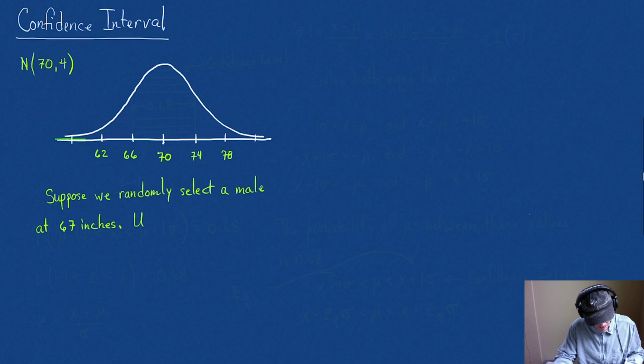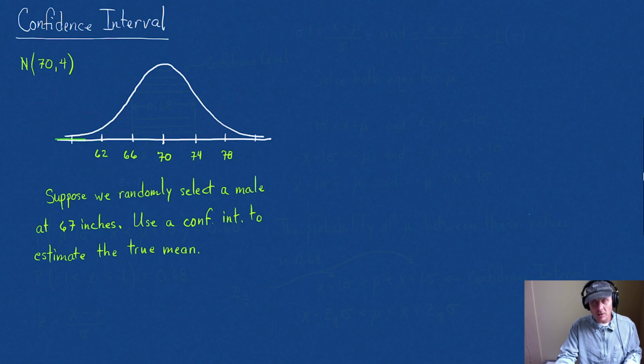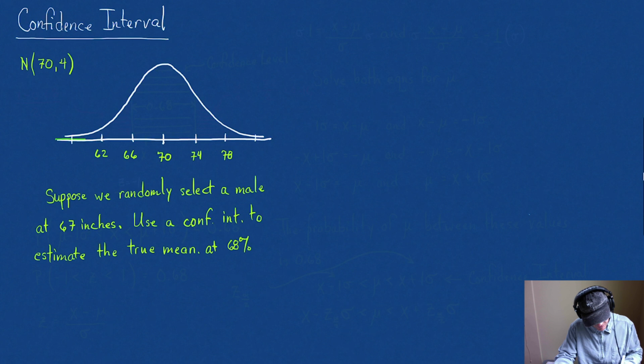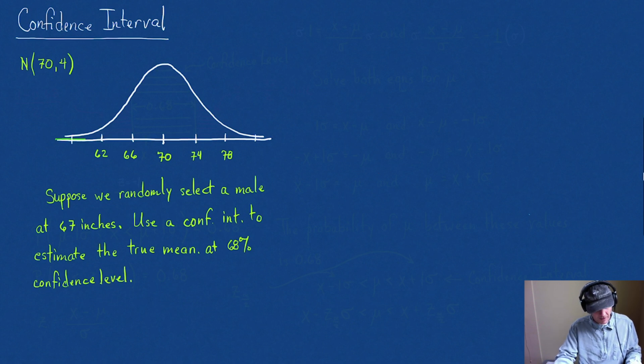Use a confidence interval. I'm just going to abbreviate. We'll write it out one more time. Confidence interval to estimate the true mean. Okay, well, let's just use what we have. And the true mean at 68% confidence, or you could say at 68% confidence level, that would be the same. So I guess I could write confidence level. There we go.